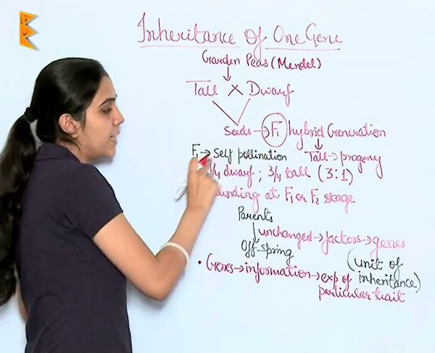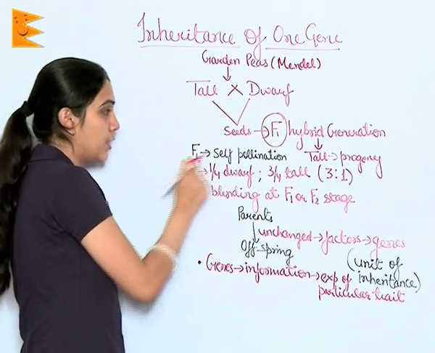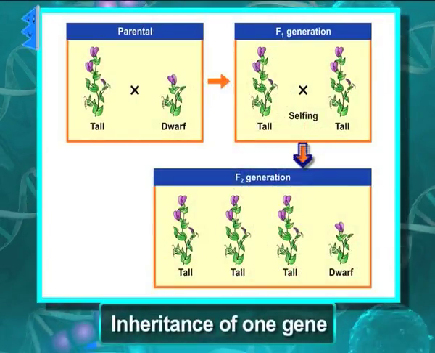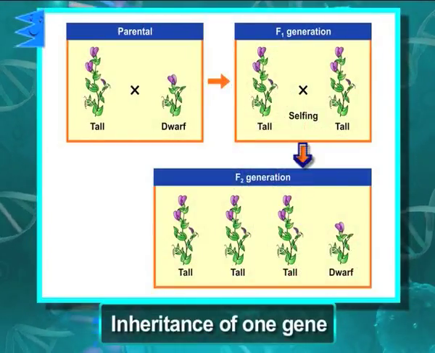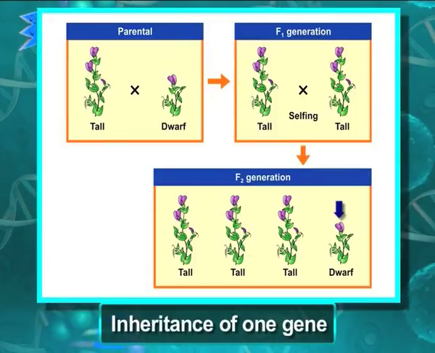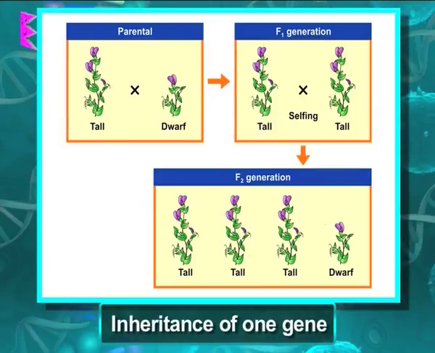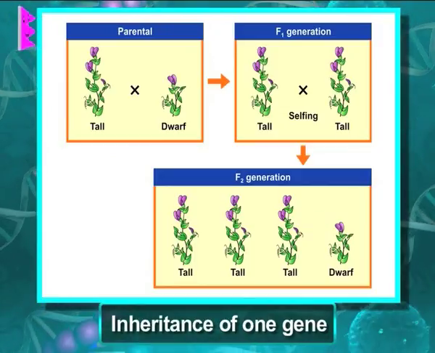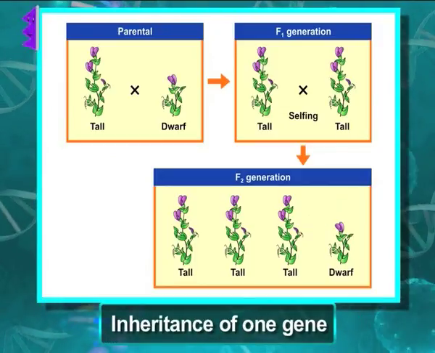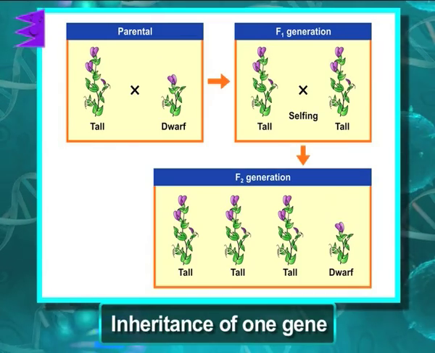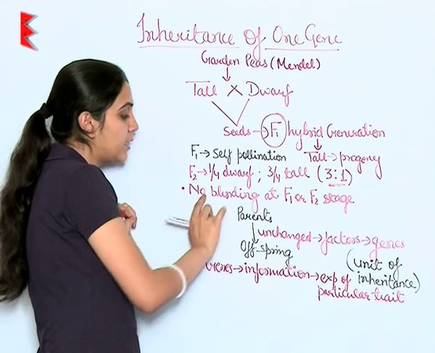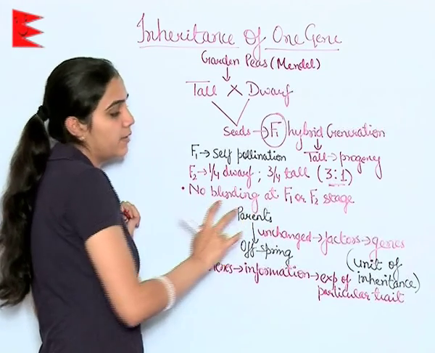He did self-pollination of this F1 stage. But when F2 was obtained, it was found that 1/4 of the progeny is dwarf and 3/4 is tall. That is, a ratio of 3:1 is shown. Three are tall and one is dwarf. Now, it was very much observed that there was no blending, no mixture.